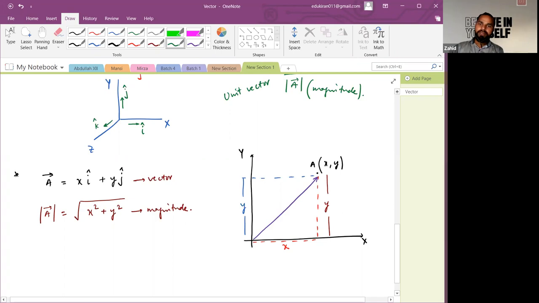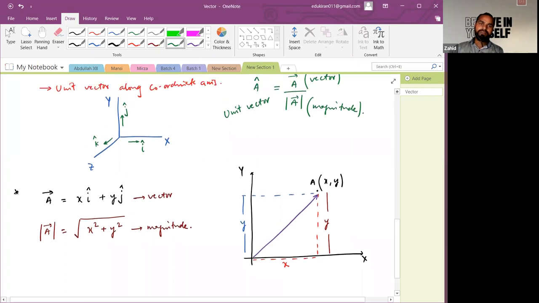Now, if you want to calculate the unit vector along A itself, just divide these two terms. Similarly, A cap will be the vector divided by its magnitude. So it will be x times i cap plus y times j cap, divided by its magnitude, that is the square root of x squared plus y squared.